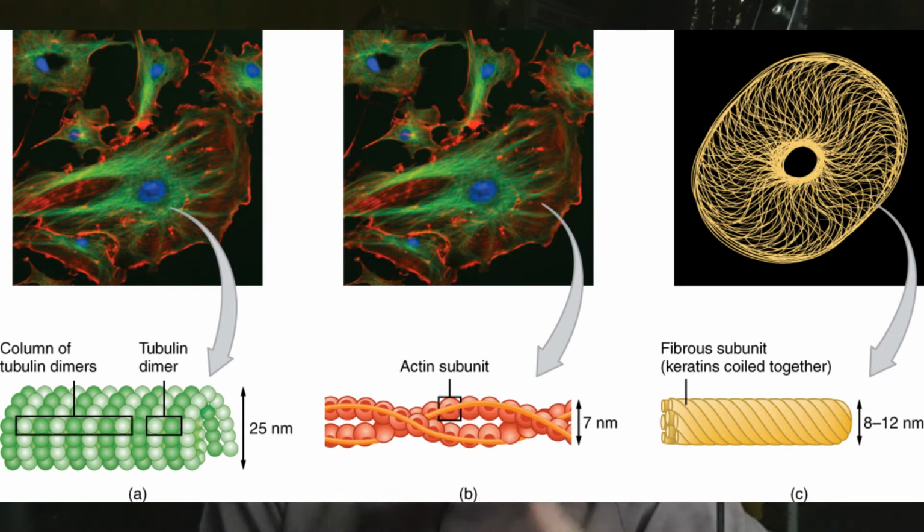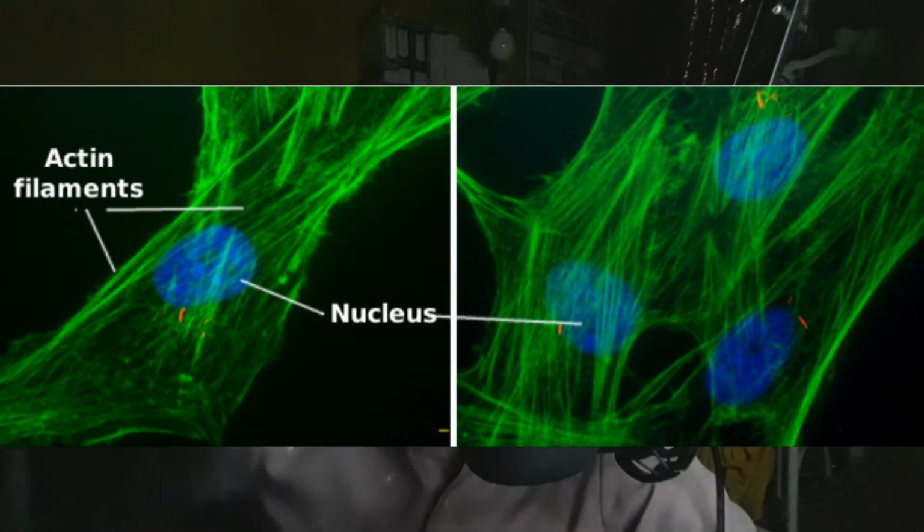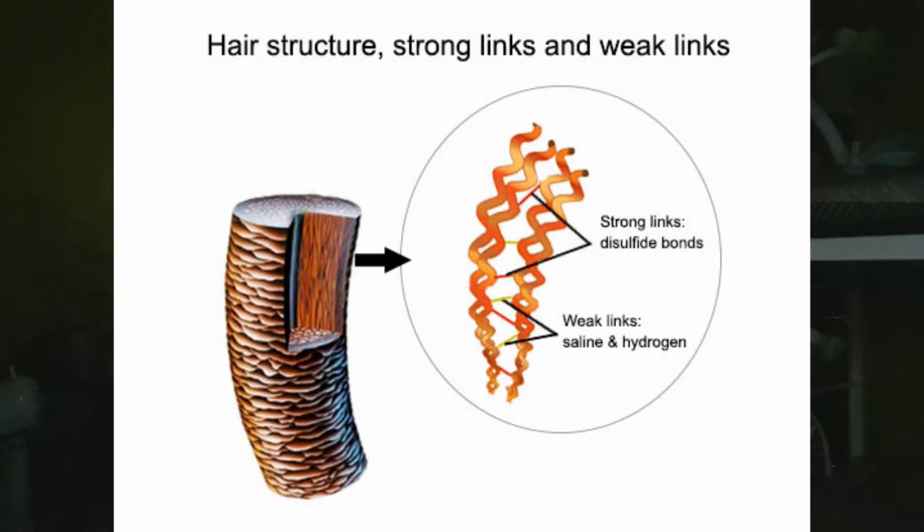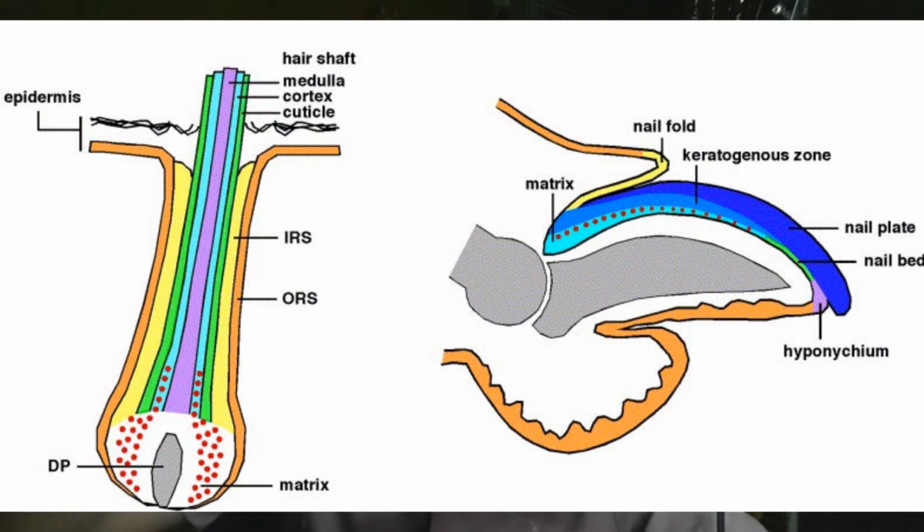These components construct different structures like the cytoskeleton, while keratin, as you can see, is a very familiar term. Keratin is the protein that makes up our hair and also our fingernails. Without those proteins, we cannot grow our hair or even our fingernails.